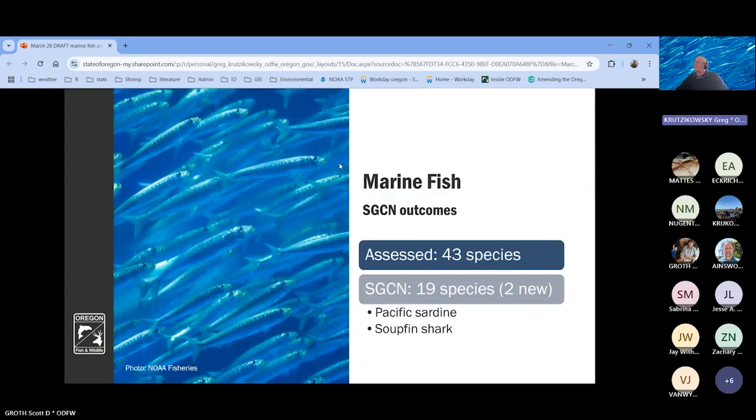As we get into the marine fish and the SGCN outcomes, we assessed 43 different species. There were 19 that qualified or were listed as SGCN in the draft, and 2 of them are new: the Pacific sardine, which, as I mentioned, has been declared overfished, and the soupfin shark, which is on the IUCN Red List and a candidate under the ESA. Next slide, please.